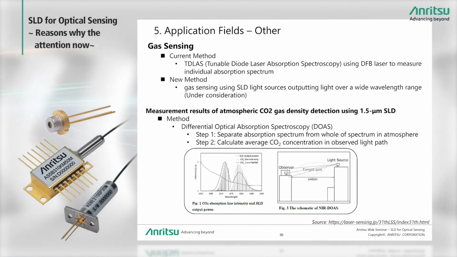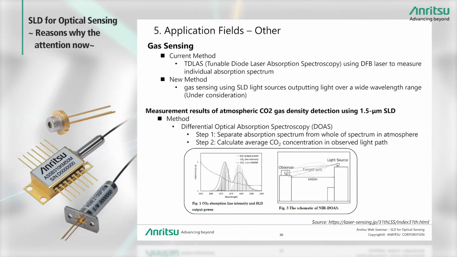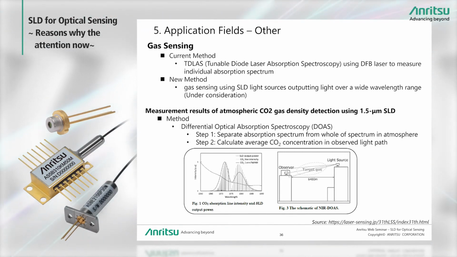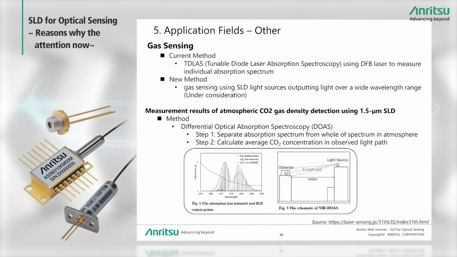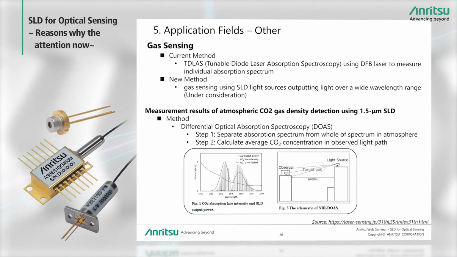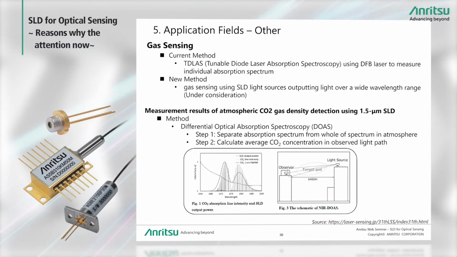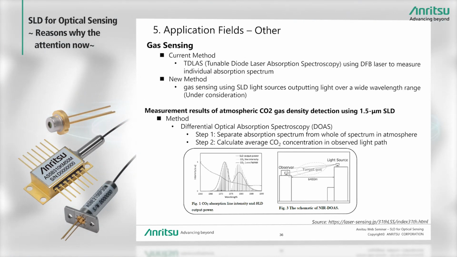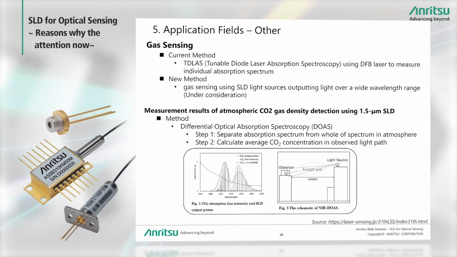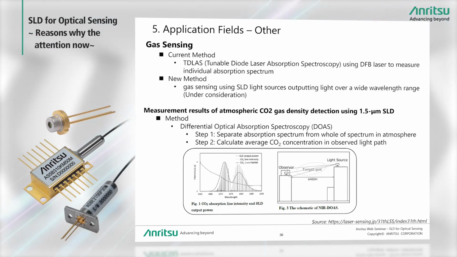This slide shows an example using a 1.5 micrometer SLD to detect atmospheric carbon dioxide. Differential optical absorption spectroscopy is used to separate the absorption spectra of gases in the atmosphere. This figure shows the absorption spectrum for CO2, which can be detected by separating out this absorption spectrum. In this example, the light was reflected by a detector at a range of 6.4 kilometers to monitor the average density of CO2 observed in the light path. A high-output SLD is best for this application because the monitoring light travels long distances.